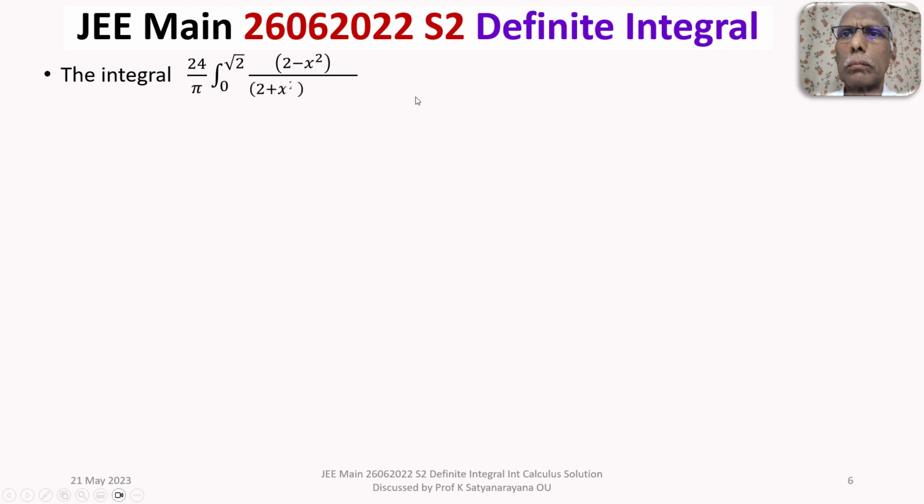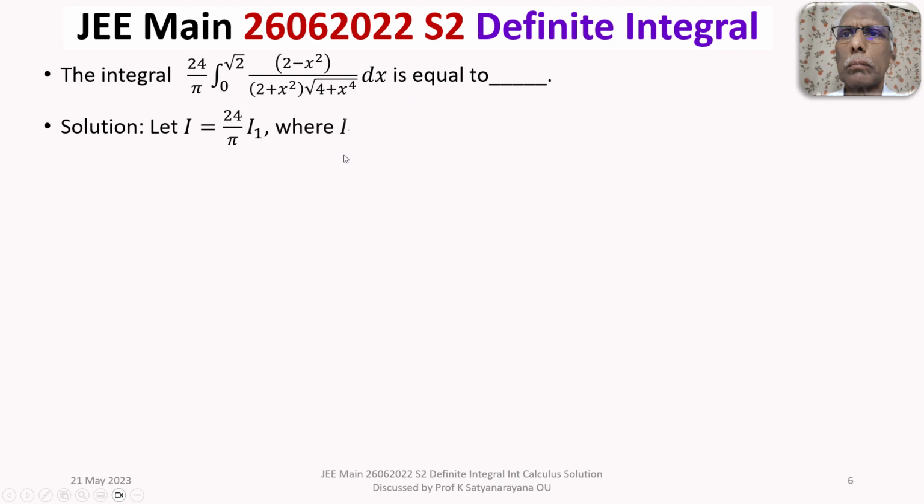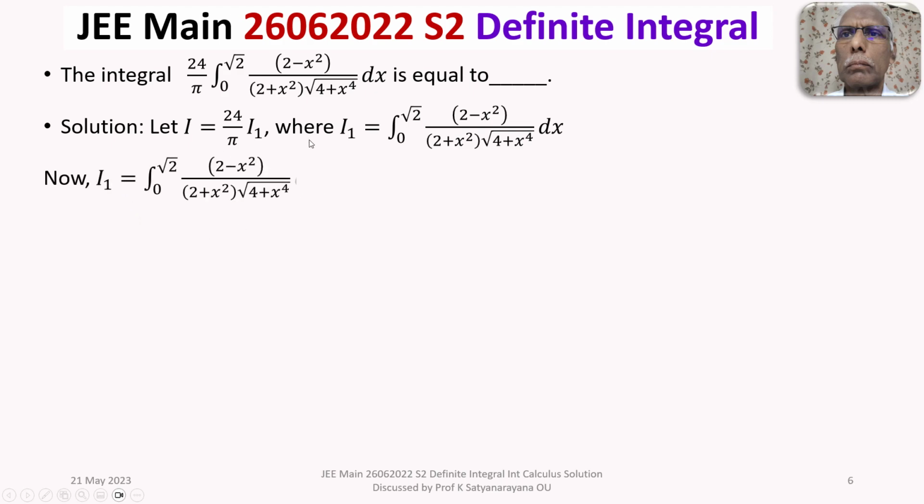That's the given question. We now discuss the solution of the problem in detail. Let I be the given integral, that is 24 by pi into I1, where I1 is the definite integral from 0 to root 2 of the numerator 2 minus x square by the denominator 2 plus x square under the square root of 4 plus x to the power of 4, with respect to x. This is to be integrated between the limits 0 to root 2. Now, we take I1.